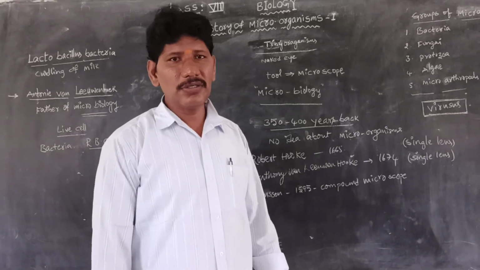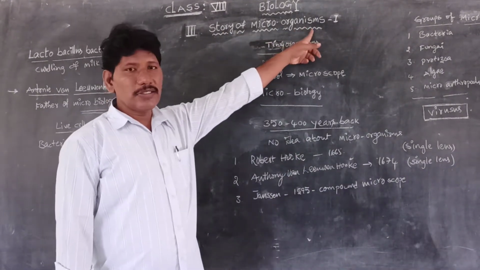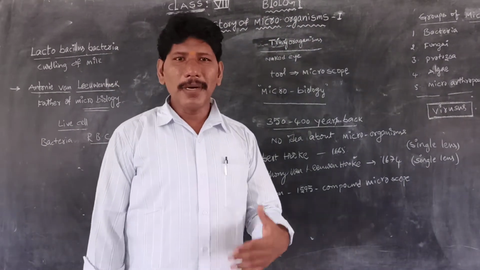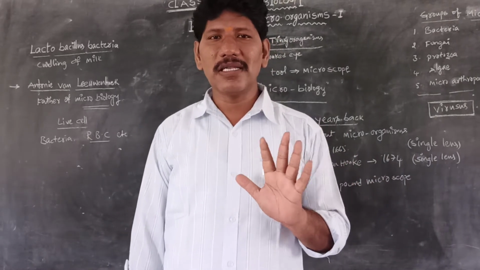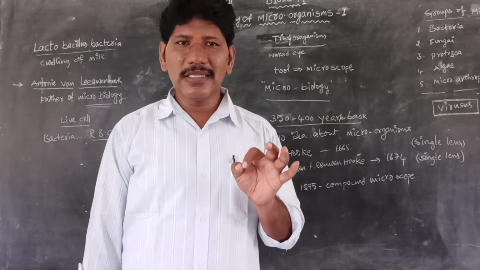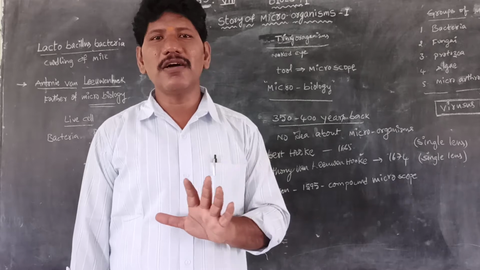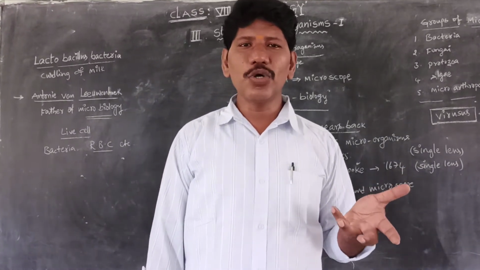Next, coming to the third chapter, story of microorganisms. What is the story of microorganisms? Micro means very minute, very tiny particles which we cannot see with our normal naked eye. Certainly a tool is required to observe these kinds of microorganisms. The tool is nothing but a microscope.